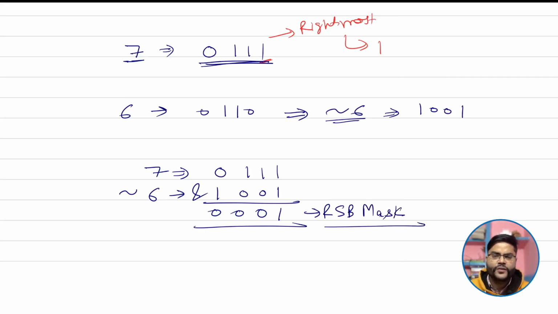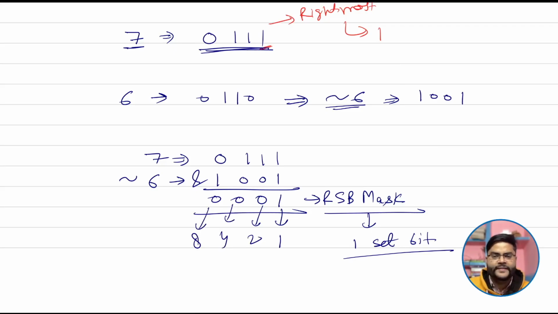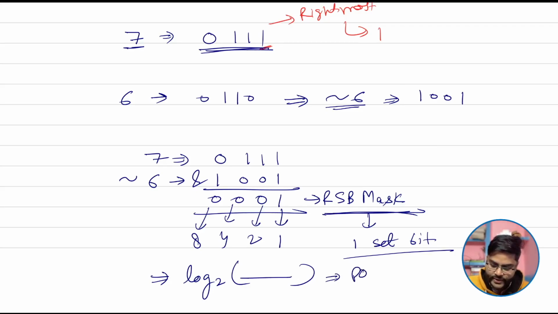Okay, so this is nothing but my rightmost set bit mask. And if I want to find the position, it will be easy, right? In the rightmost set bit mask, there will be only one set bit. So this is 1, this is 2, this is 4, this is 8. In binary, we write like this, right? So if I do log base 2 of whatever mask we have, we'll get the position of the rightmost set bit.